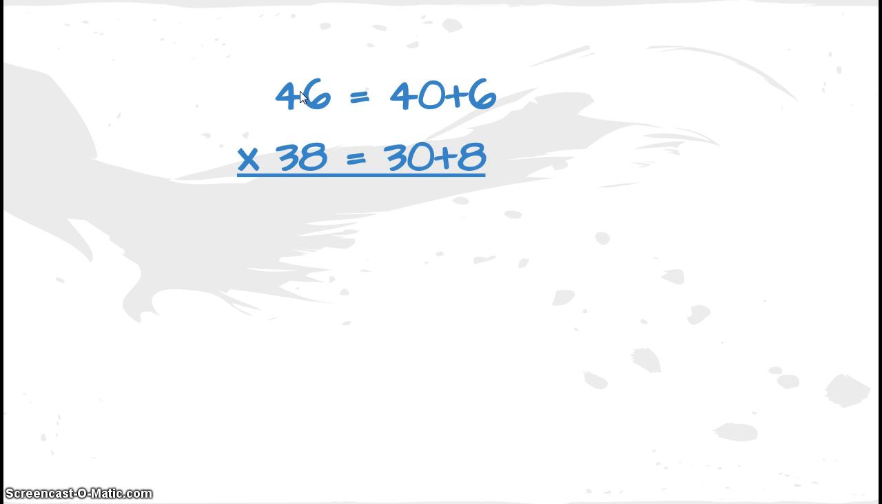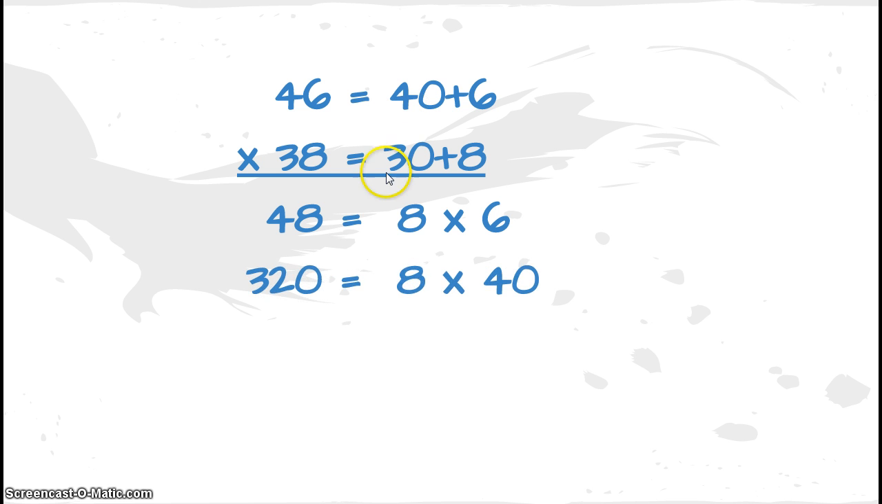And now let's multiply. What was our first problem? 8 times 6. That's correct. And what is 8 times 6? It would be 48. And now we multiply 8 times 40, which is 320. And if you look, we have 8 times 4, that gives us 32, and then add a 0, 320.